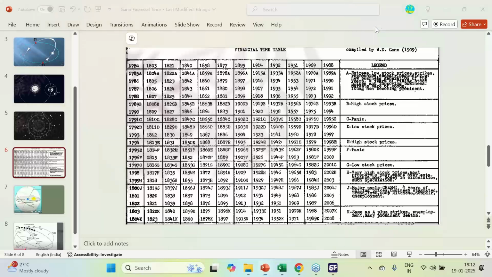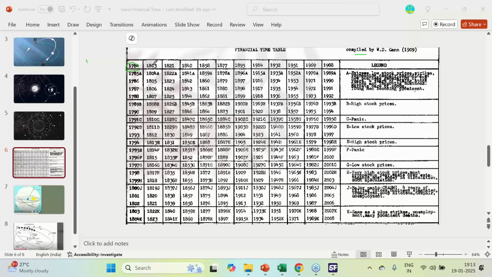This financial timetable he started with 1784. Why he started with 1784 is best known to him. Maybe it is a sequence from one. It ends at 1784 and gives us this order. This is W.D. Gann's compilation from 1909, and he said these are the things that will happen in this series. So it is just an arrangement of numbers.